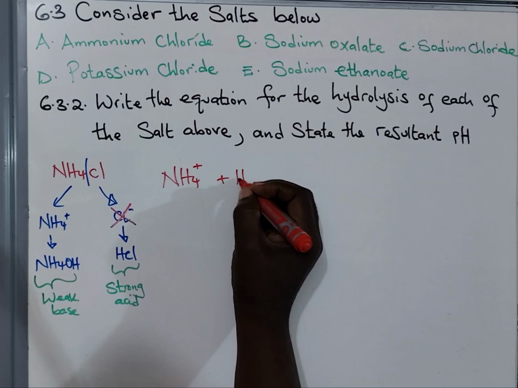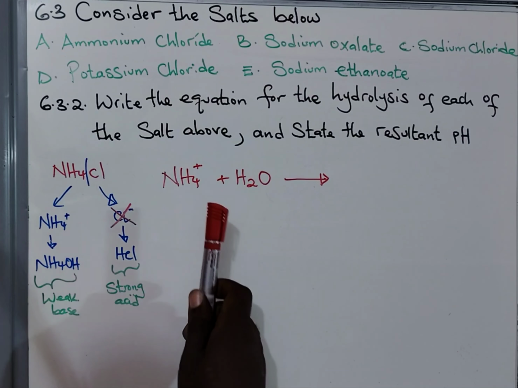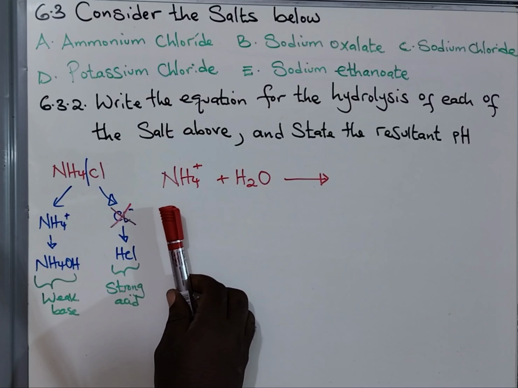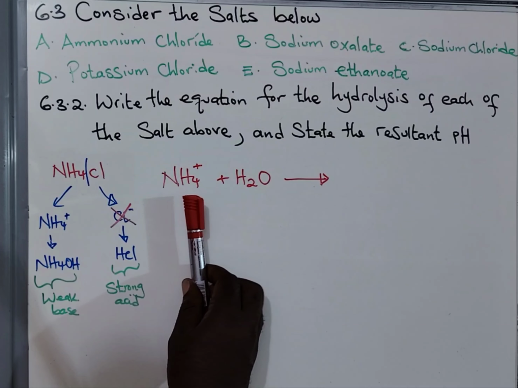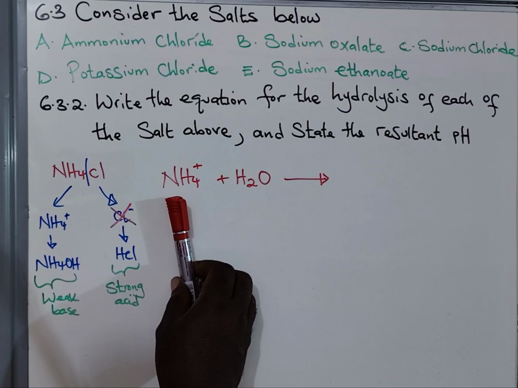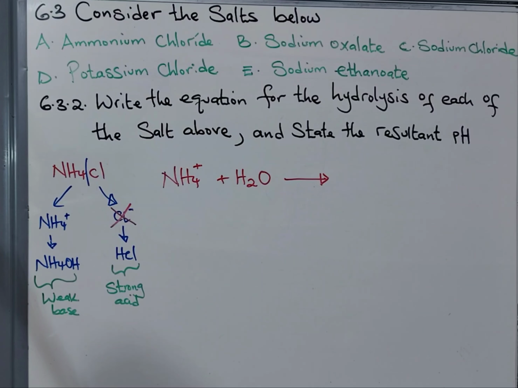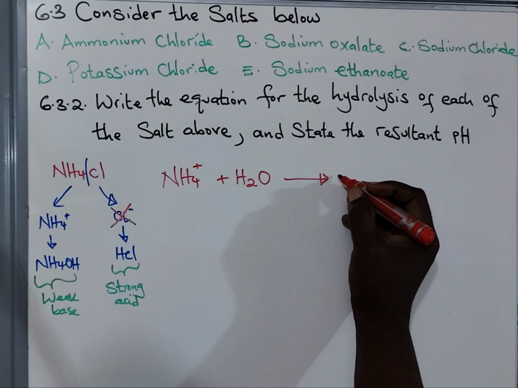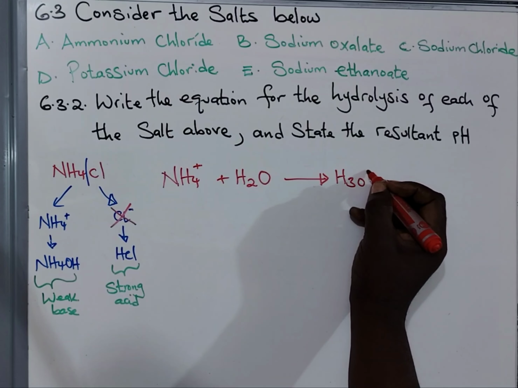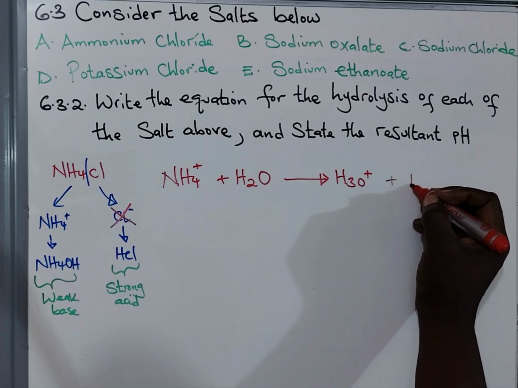Giving you what? We need to know that the ammonium ion is proton rich. It has a proton. So the presence of a proton here makes it acidic. So it becomes a proton donor, donating a proton to the water. So what happens is that water gains a proton to become hydronium ion. And when the ammonium ion loses a proton, it becomes ammonia.